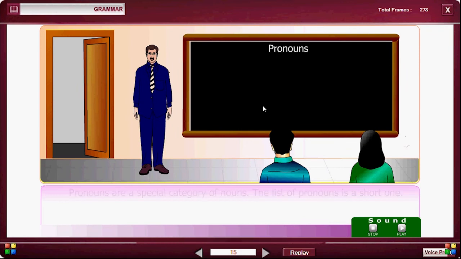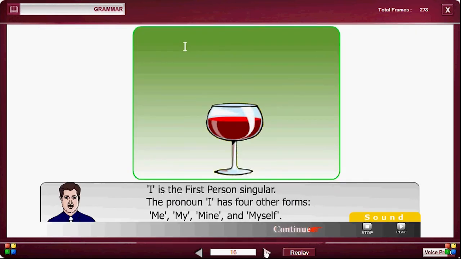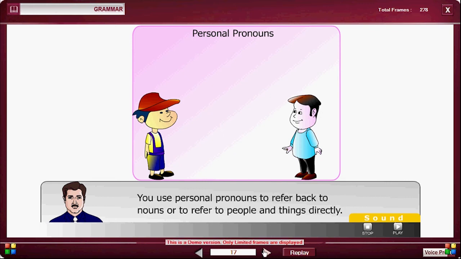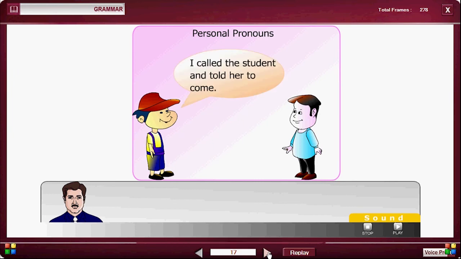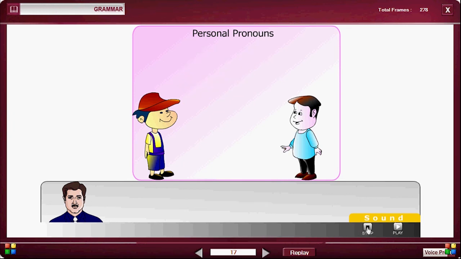Pronouns. Pronouns are a special category of nouns. The list of pronouns is a short one. I and we are first-person pronouns. I is a personal pronoun. You use personal pronouns to refer back to nouns or to refer to people and things directly. I called the student and told her to come. Here, her stands for the student.